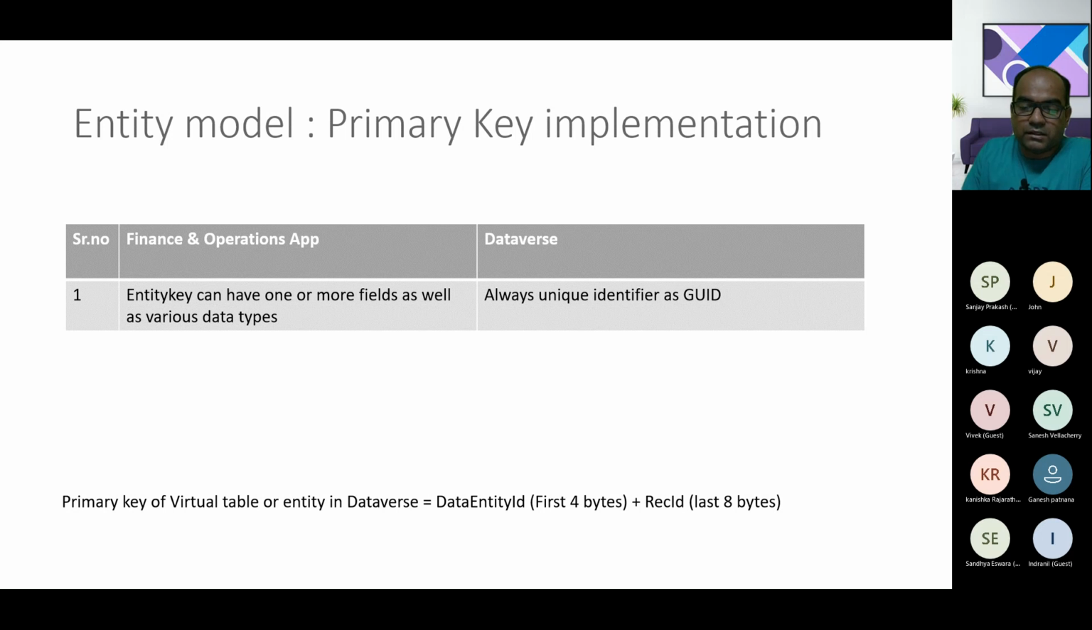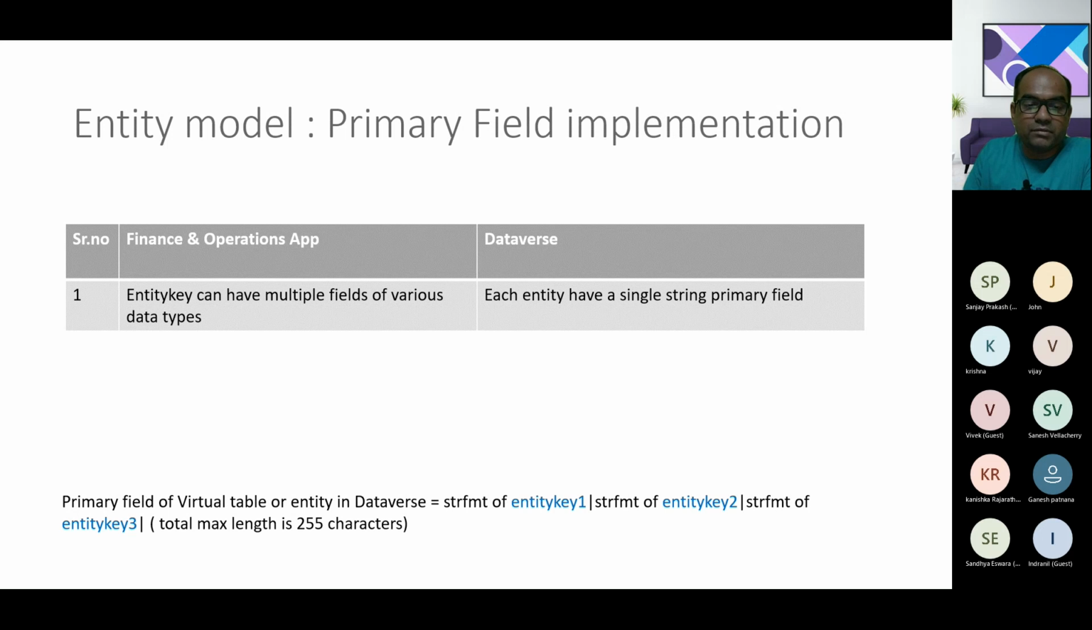Let us try to understand more about the primary field implementation. In finance and operation apps, we can have multiple fields of various data types. For example, I can give a string, I can give an integer in between, right? That is how multiple fields can be part of my primary field implementation. However, in Dataverse, as far as the virtual table is concerned, each entity can have only a single string as the primary field.